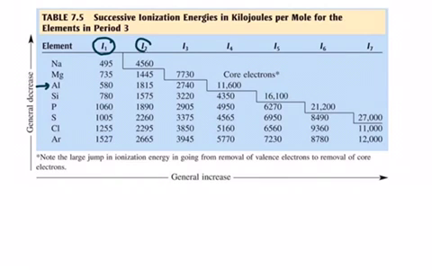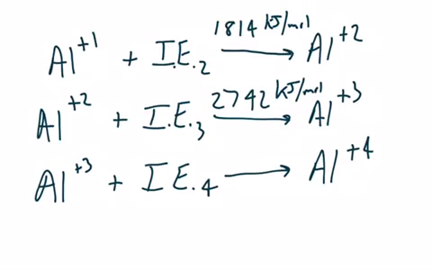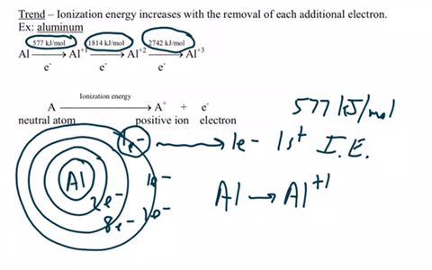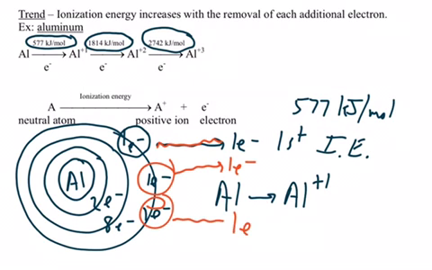This is the second ionization energy. Notice it says here for aluminum it's 1815. We had said 1814, more or less. The third ionization energy is 2,740. Now, I don't know if you realized, but aluminum has 3 valence electrons. Let's look at this drawing again. We removed here the first. Then we're going to remove a second.